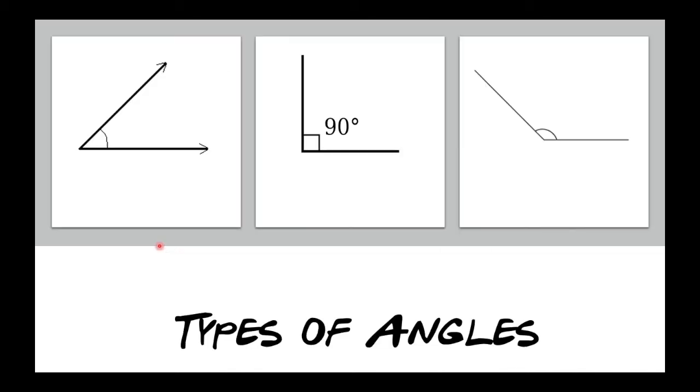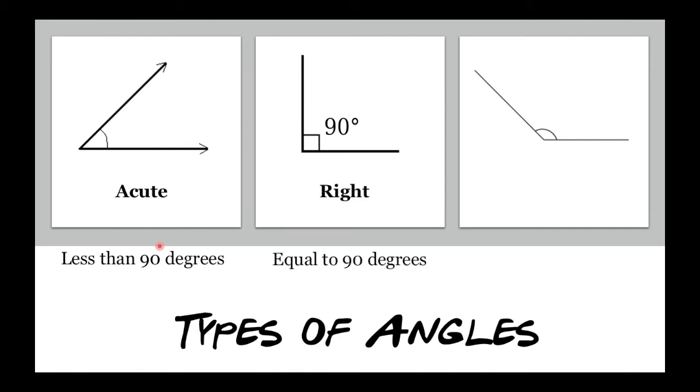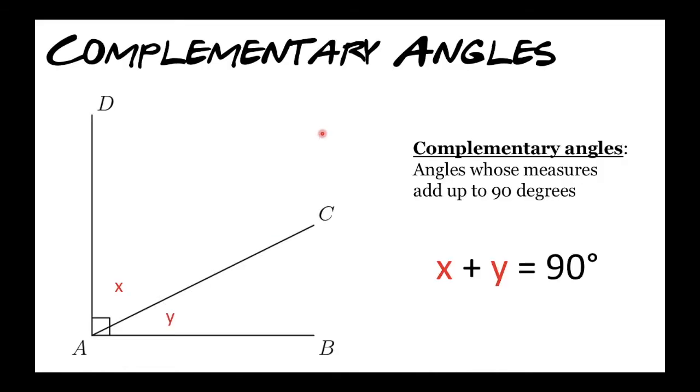We can classify angles into three different categories. There are acute angles, which have a measure of less than 90 degrees. There are also right angles, which have a measure of exactly 90 degrees. A right angle is denoted by a square at the vertex instead of the usual arc. There can also be obtuse angles, which measure greater than 90 degrees.